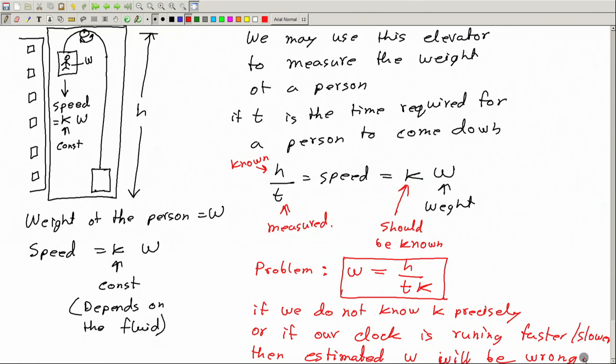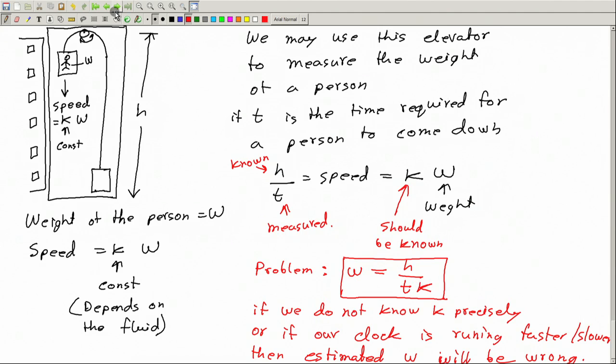Right. So, this is the problem, because if say the clock is running faster, then we will measure the time required to be smaller, and then w will be of course wrong. If say this is filled with some fluid whose viscosity depends on air temperature, etc., and if this viscosity is changing, the factor k will change. So, therefore, this will also change and we will encounter an error.